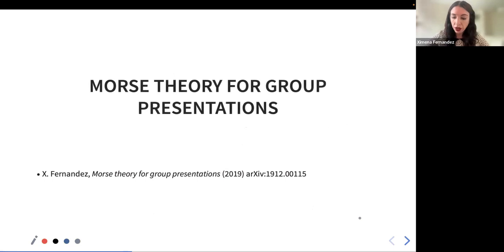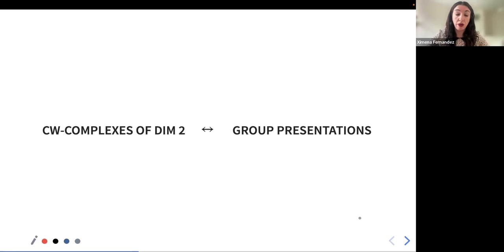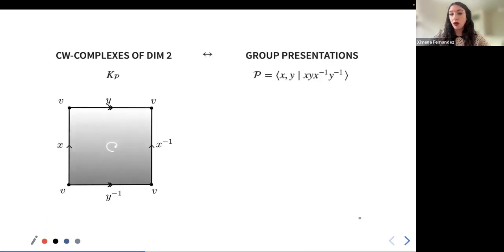Great. So let's try to use these ideas in the study of group presentations. As you know, you might have a group presentation, and it's very difficult to understand the group behind it. It's not tractable computationally, but sometimes we are looking for efficient presentations of groups. So let's try to use more theory to do that. There is a nice correspondence between CW-complexes of dimension 2 and group presentations. This is going to be the bridge. This is very well known.